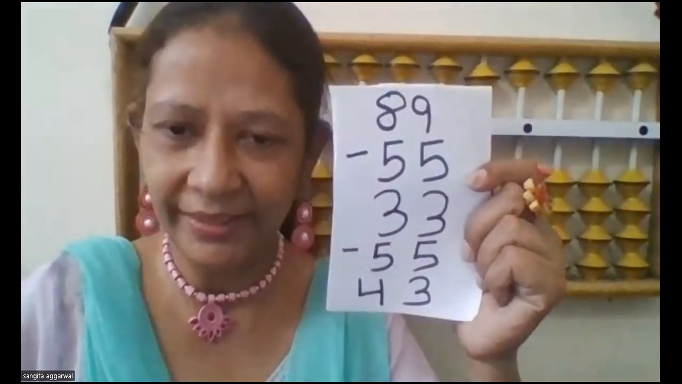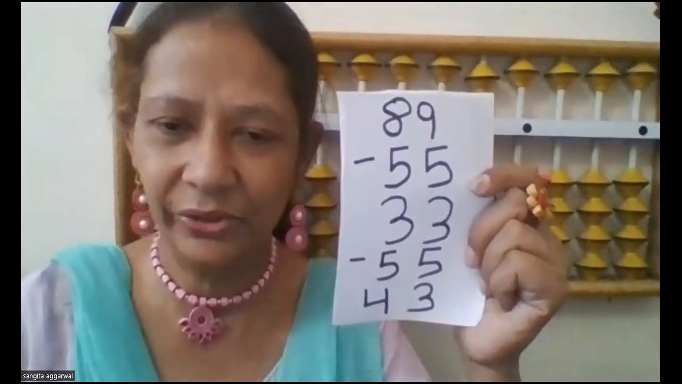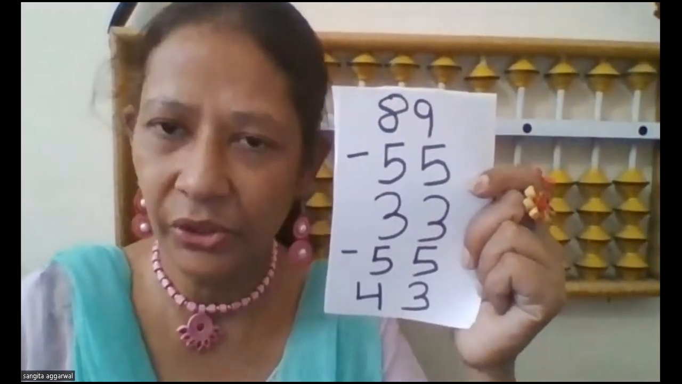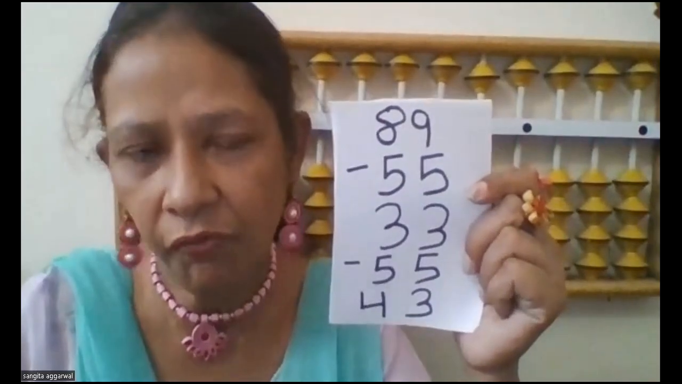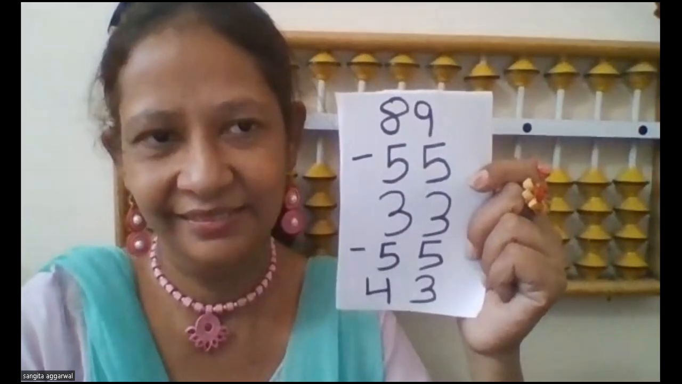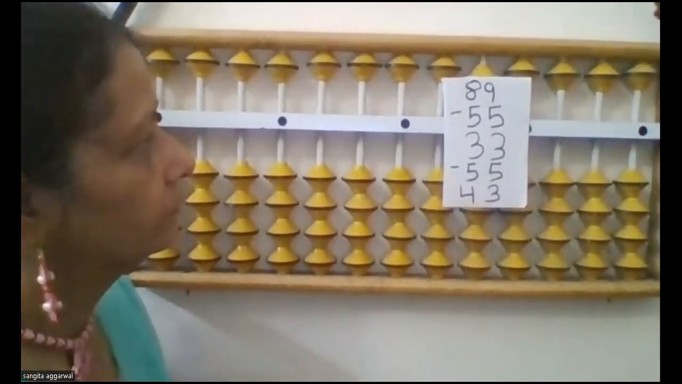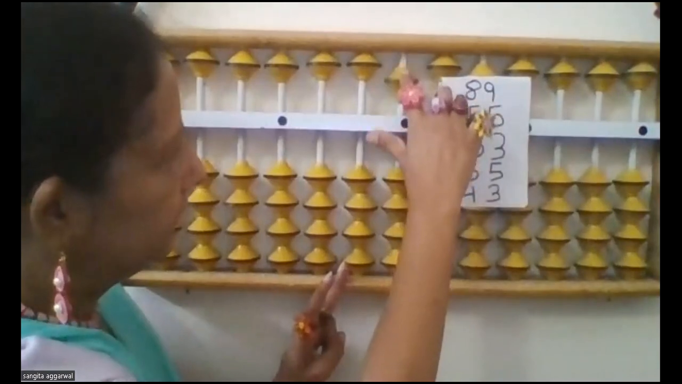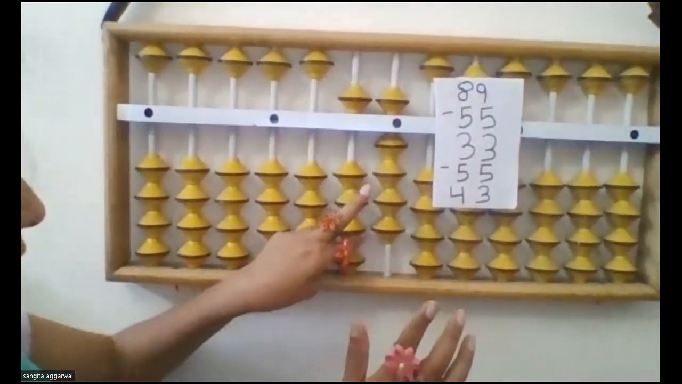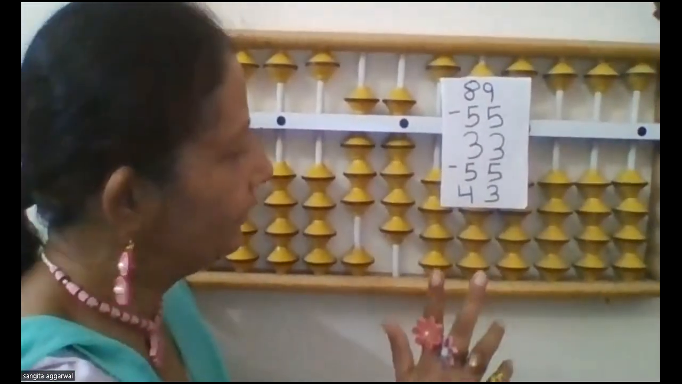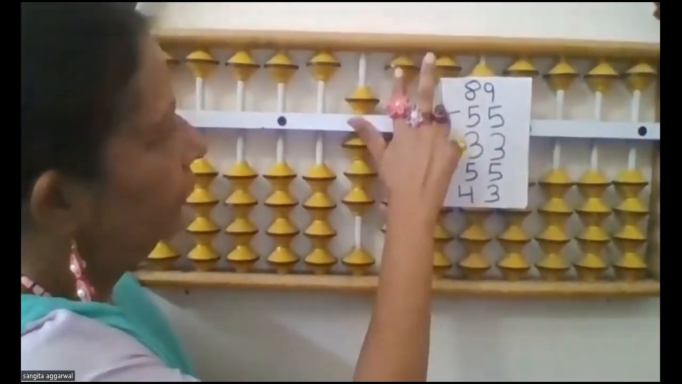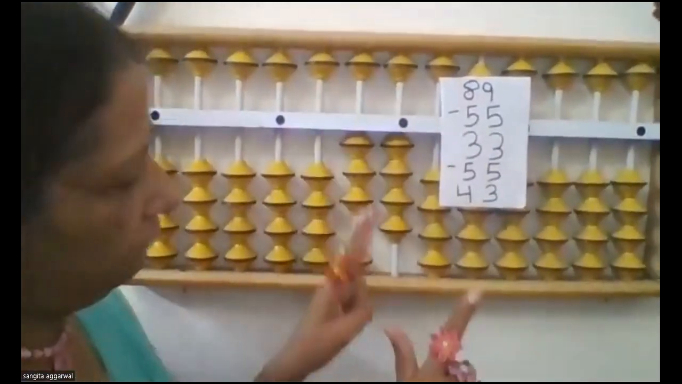Now you can see this question also. This question is also very important because in this question also I am using two formulas. So let's see how you have to solve this question. 89. See, this is 9 and this is 80. Now minus 55. So minus 5 and this is minus 50.